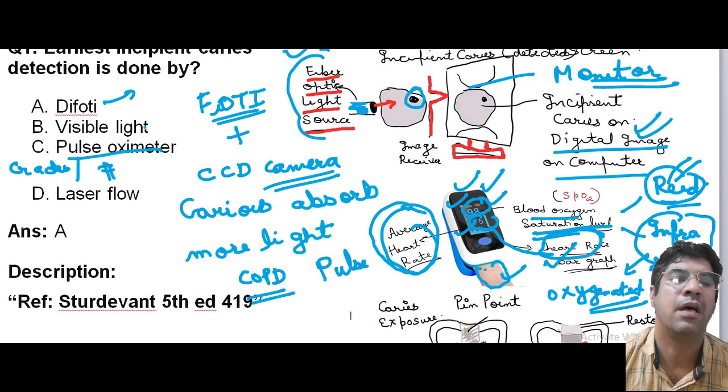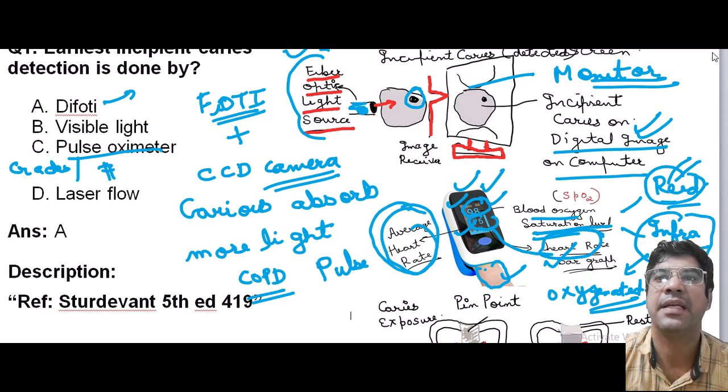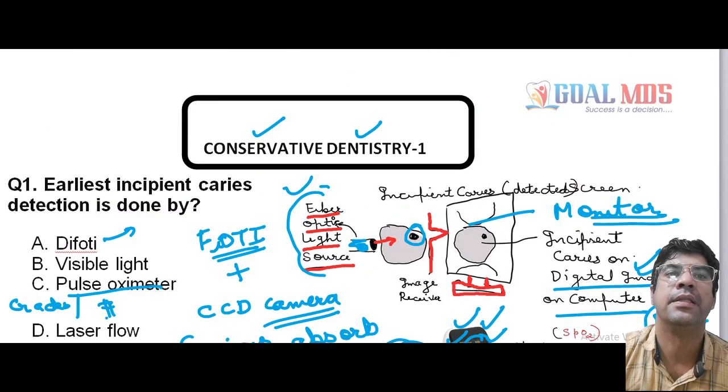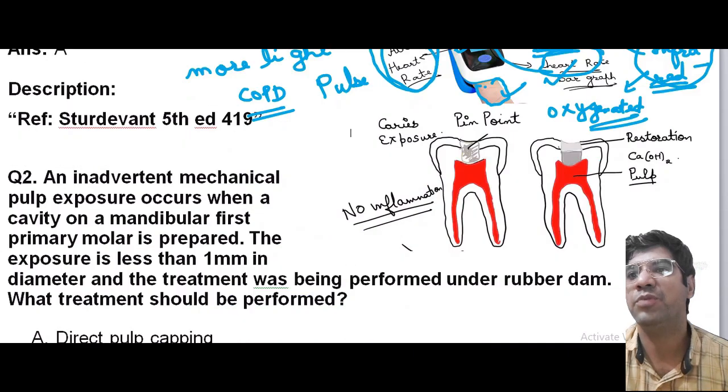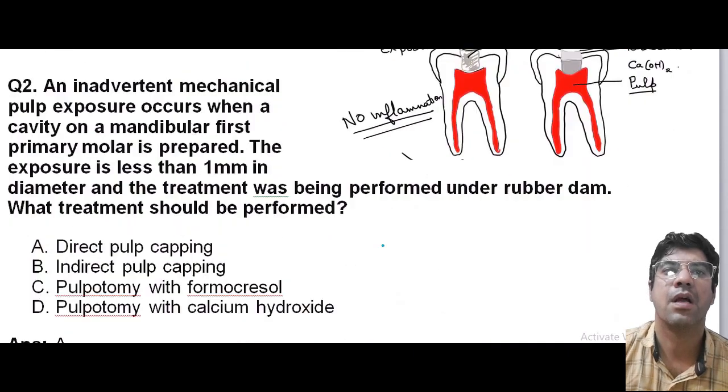So, moving back to the earlier question, the earliest incipient caries is detected by the diphoti. That's your answer. Let's move to the next question.